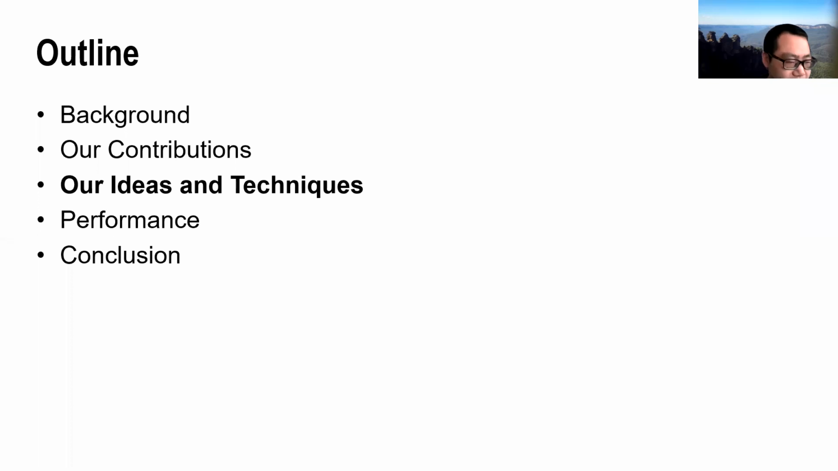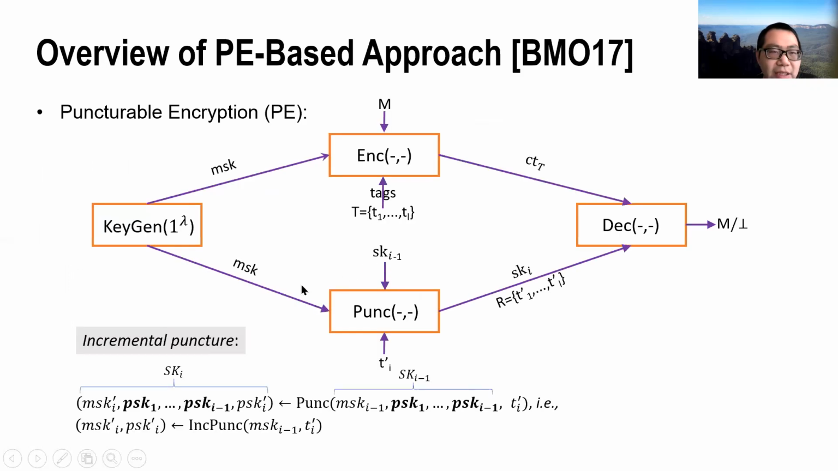Next, let me introduce our main ideas and techniques. Our starting point is the punctured encryption-based approach. Let's first recall this approach and take a close look at why this approach can only achieve type 3 backward privacy. Before going ahead, let's first briefly recall the main building block, punctured encryption, used in this approach.